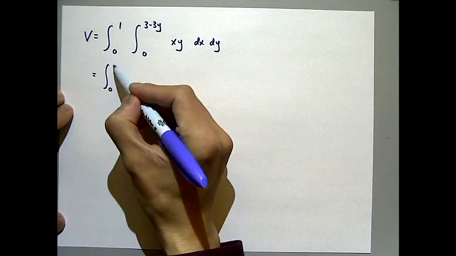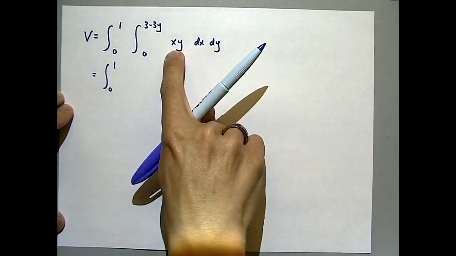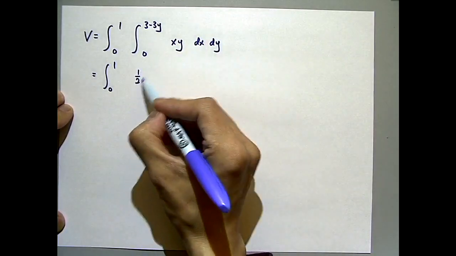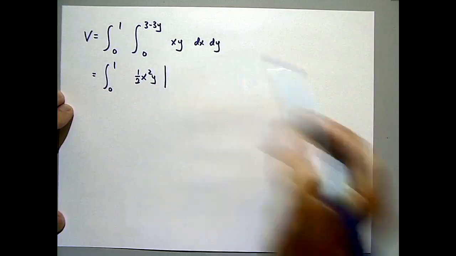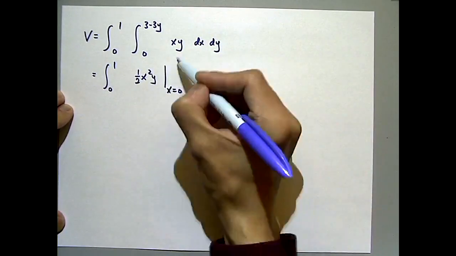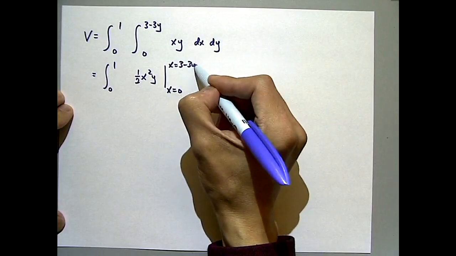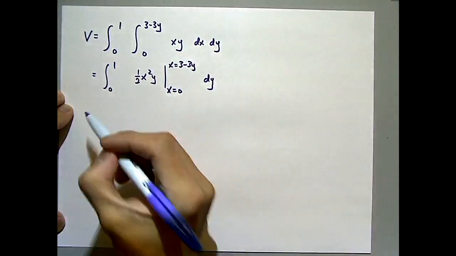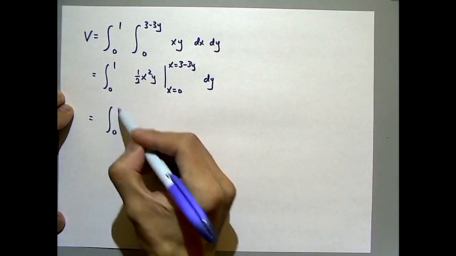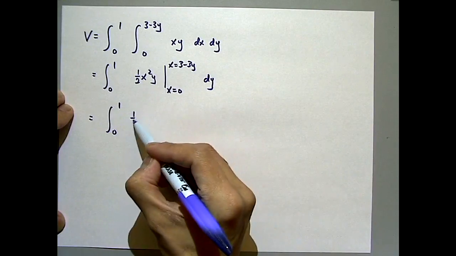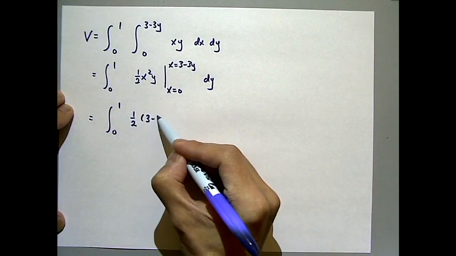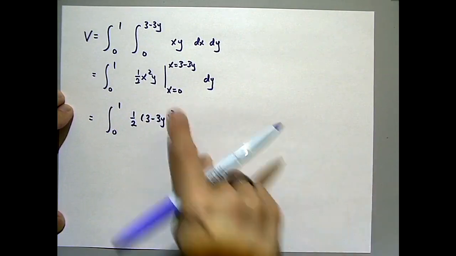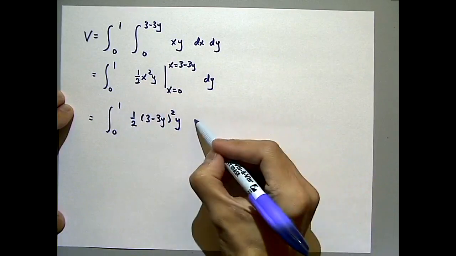Okay, 0, 1. First round is with respect to x. Y is a constant. So we get 1 half x squared, y. And we're evaluating x at 0 and x at 3 minus 3y. Right, so we get 1 half, 3 minus 3y quantity squared times y, 0 to 1, dy.